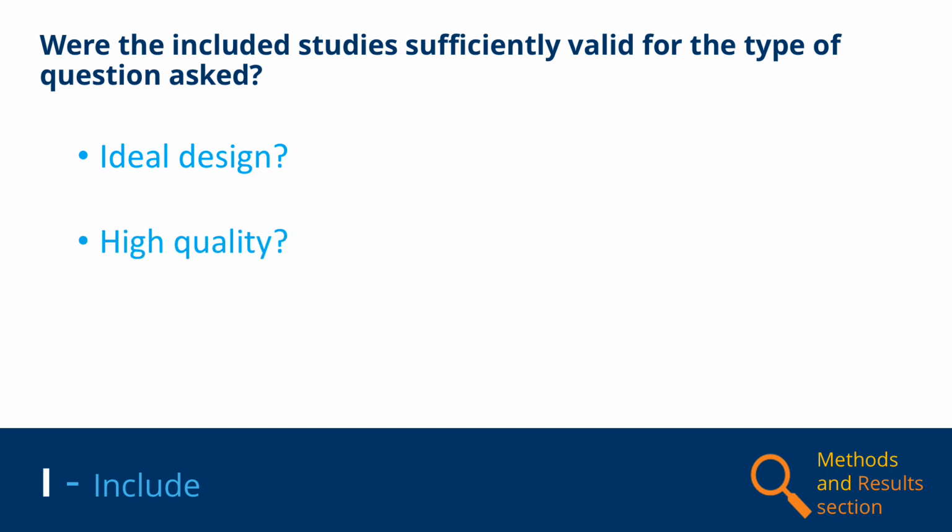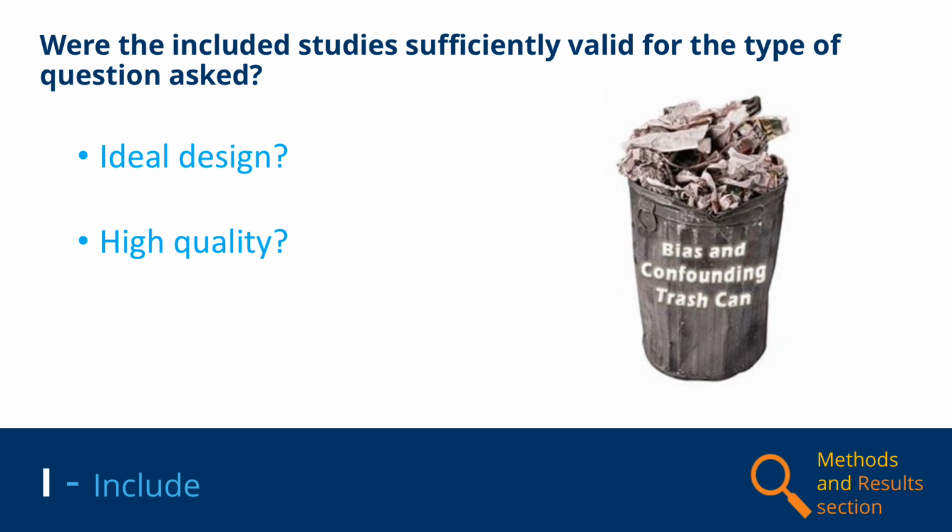Secondly, are only the high-quality studies of that design included, with the rest of the studies relegated to the bias and confounding trash can? An example of this would be to exclude studies without adequate randomization or studies that fail to blind outcome assessors when it's possible to do so. It's not often that reviews do this, though. You're more likely to see assessments of quality being used to exclude studies from certain analyses or to conduct sensitivity analysis, whereby analyses are conducted with and without low-quality studies and the results compared. This is informative because it helps us understand the influence of the low-quality studies on the review findings.